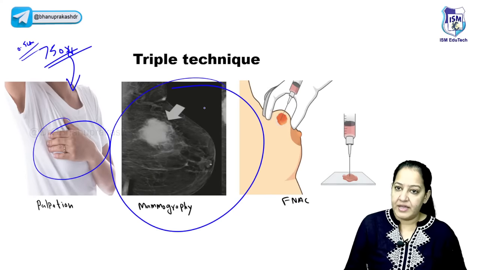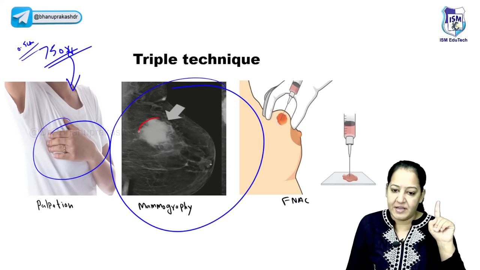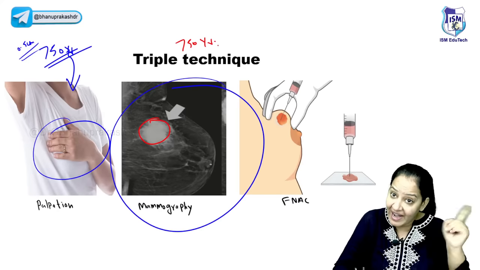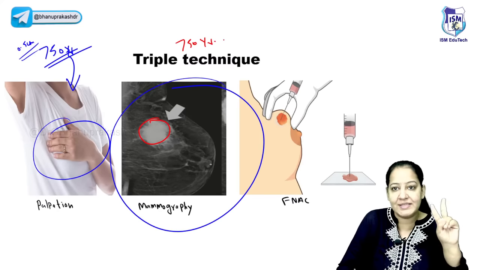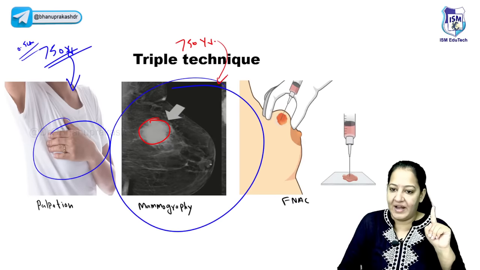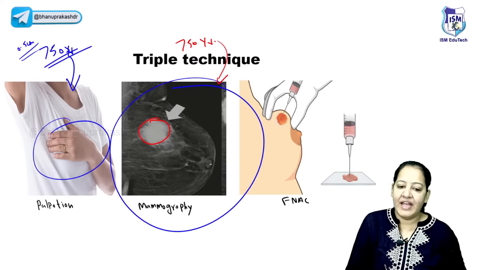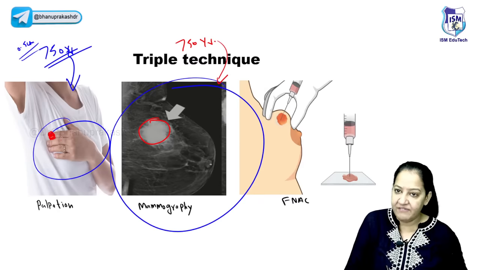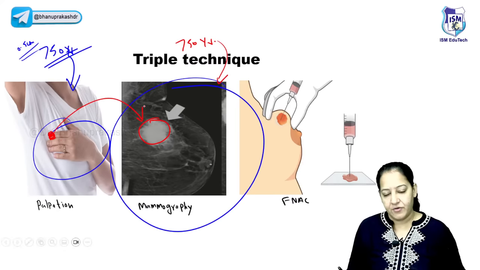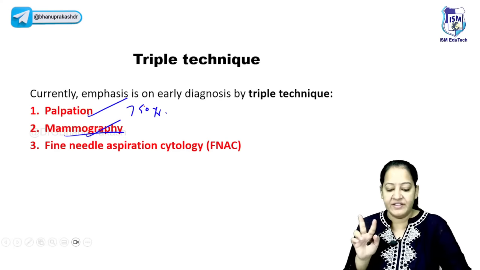You know what is mammography? The mammography is the best technique to detect breast cancer. So again, after 50 years of age, prophylactic mammography should be done once in 2 years, biannually, prophylactically. And if the lady is feeling a palpable mass anywhere in the self-palpation, it should be confirmed on the mammography, right? So the second thing is the mammography in the triple technique.